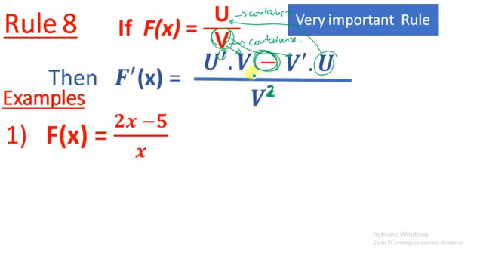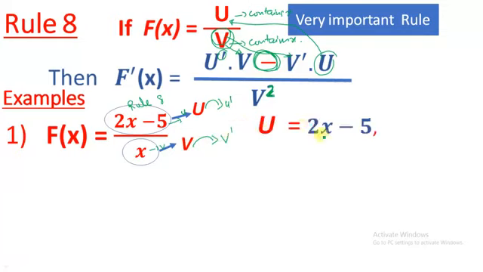Let's see it with an example. I have here f of x equals 2x minus 5 over x. This is u and this is v. So it is on rule 8, u over v. So the numerator is u, the denominator is v. To apply this rule, what do you need? I need v and u. I have them already in the function. I still need u prime and v prime. That means I need to make the derivative of u to get u prime, and the derivative of v to get v prime.